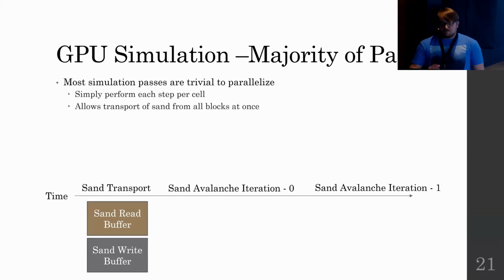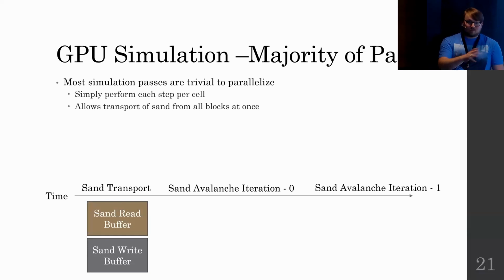And so we can perform a sand transport step on every single cell. That doesn't guarantee that sand is going to move from a cell. It's going to depend on the probability of sand, the amount of sand, wind speed, things like that. But it can happen.